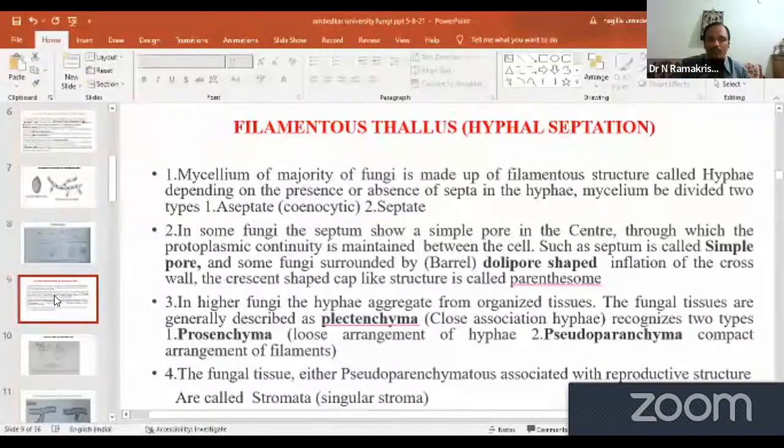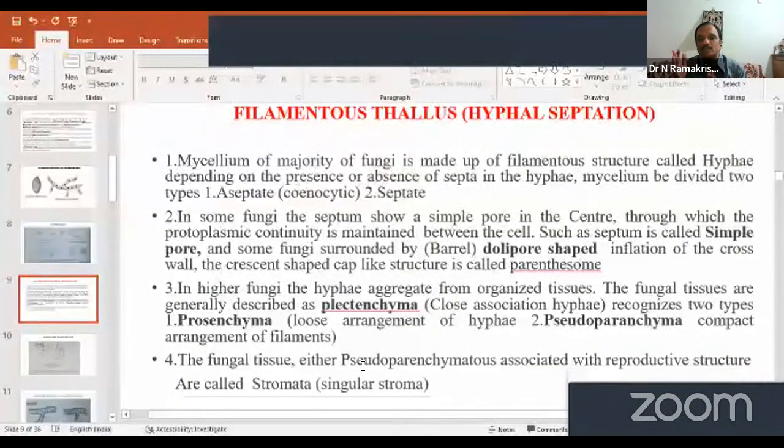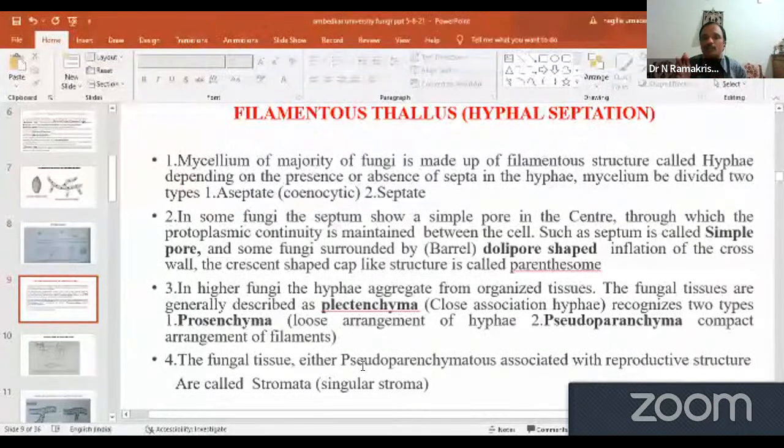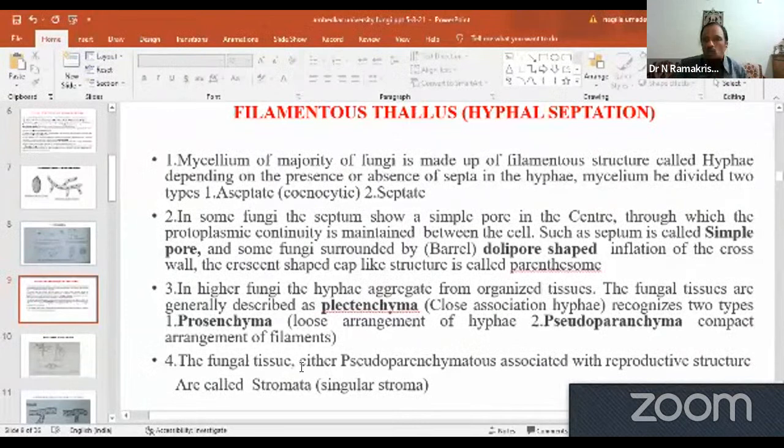The fungal tissues, either pseudoparenchyma, associated with the reproductive structures are called stromata.